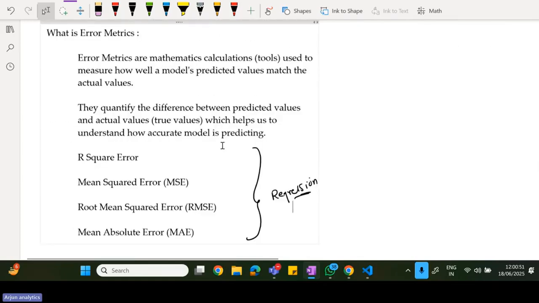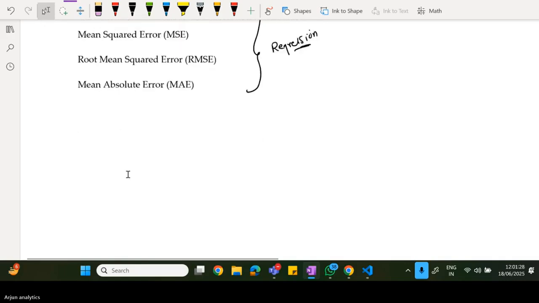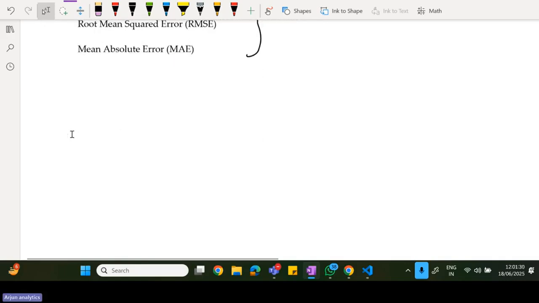Now, there are different types of linear regressions. One is called simple linear regression. The other one is multilinear regression. Now, what is the difference between simple linear regression and multilinear regression? Let me explain. See, different types of regression.